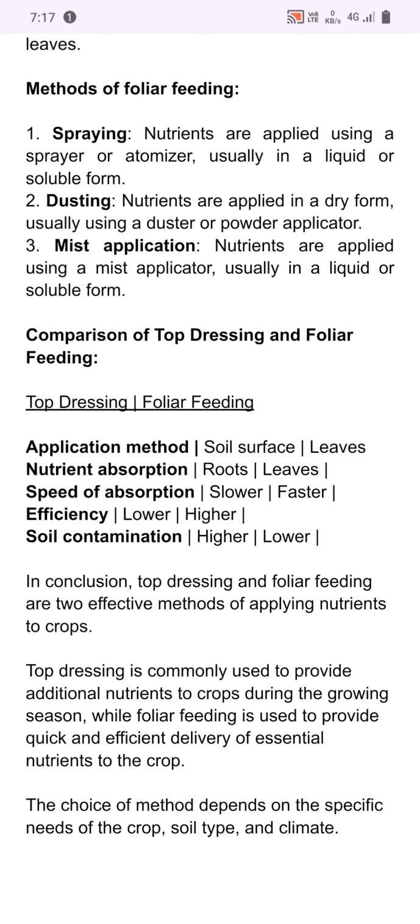The conclusion is top dressing is commonly used to provide additional nutrients to the crops during the growing season, while foliar feeding is used to provide quick and efficient delivery of essential nutrients to the crop.